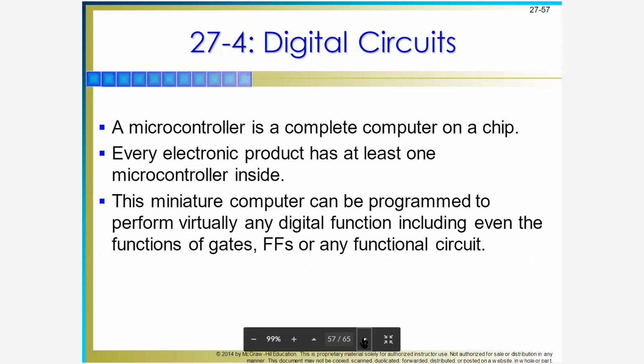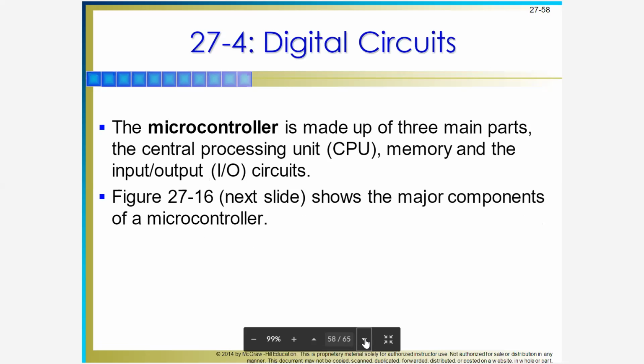Next, a microcontroller is a complete computer on a chip, as I said before. This miniature computer can be programmed to perform virtually any digital function. Examples of microcontrollers are Arduino and others. Next, a microcontroller is made up of three main parts: CPU, memory, and input-output circuits. This is an example of a microcontroller.